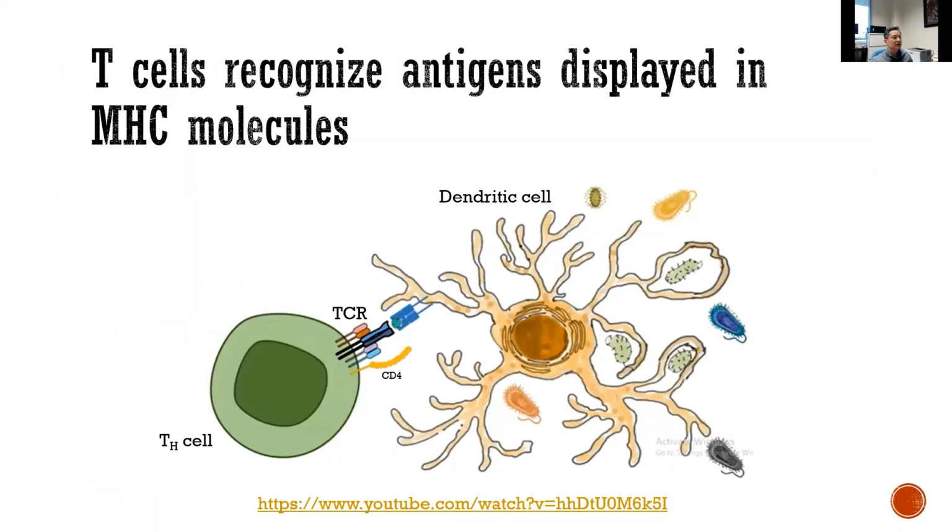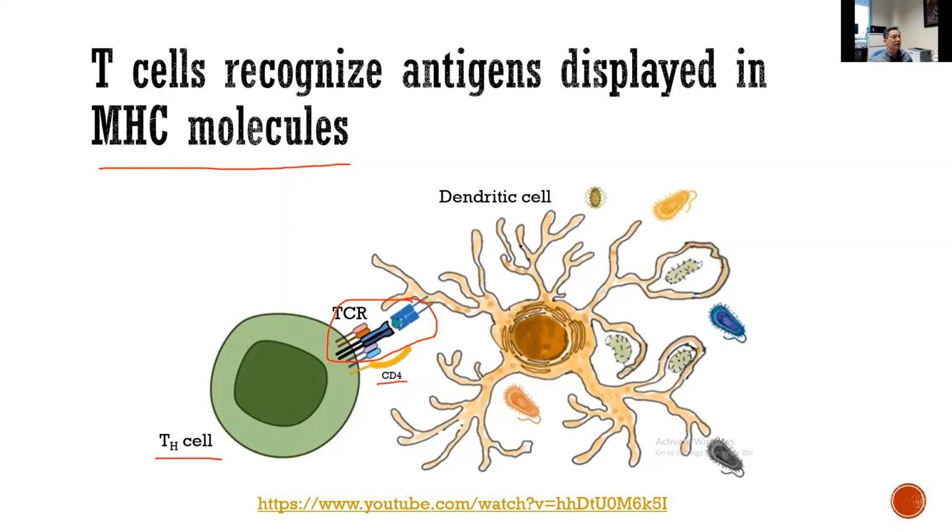As you can see here, there's a cartoon for T helper cells and the structure of the T cell receptor, and that's a CD4 positive cell. It requires this particular structure to recognize the MHC molecule presented by dendritic cells or macrophages.